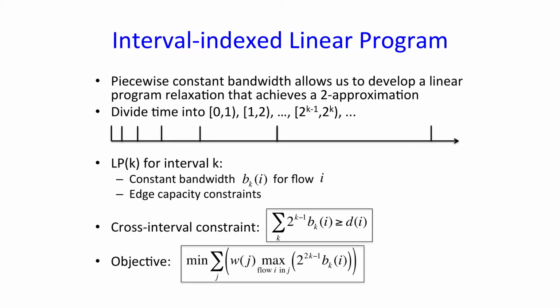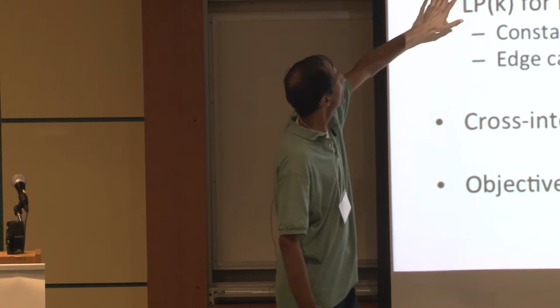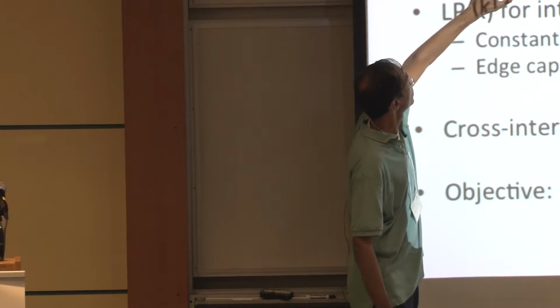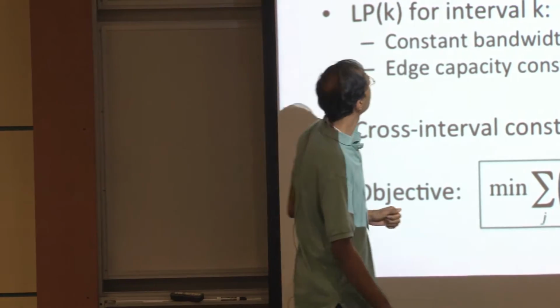So the piecewise constant bandwidth allows us to develop a linear program relaxation that actually achieves the 2 approximation. Notice that it's an LP relaxation. It doesn't capture the entire problem completely because of the particular nature of the problem, but it gives the 2 approximation. So what we do is we divide time into blocks. So you have 0 to 1, 1 to 2, 2 to 4, and so on.